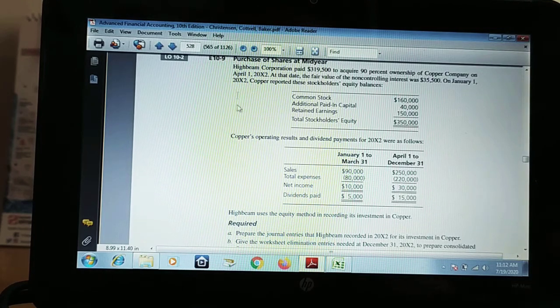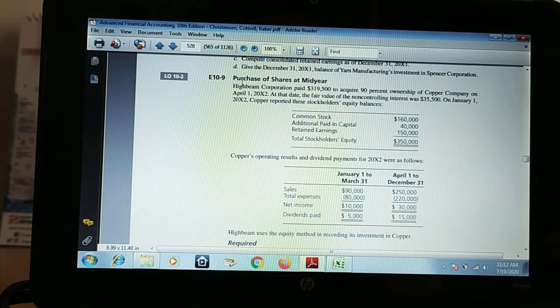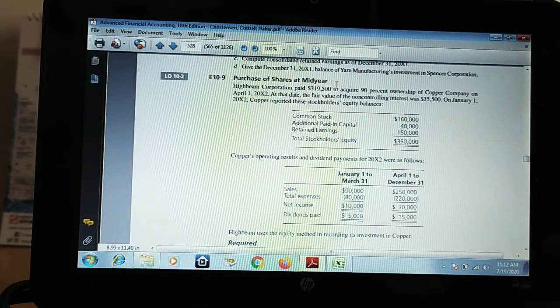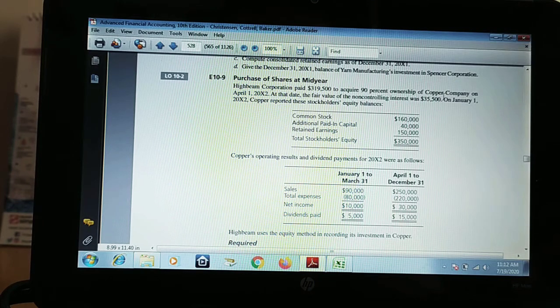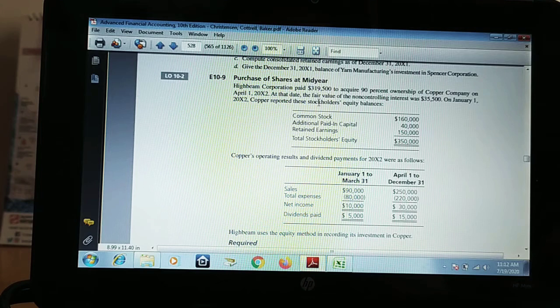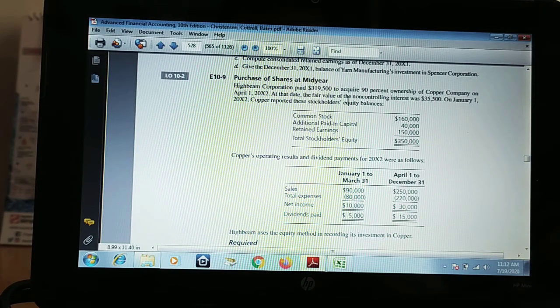Okay, for the first question, which is E10-9, purchase of shares at mid-year. Hybeam Corporation paid $319,500 to acquire 90% ownership of Copper Company on April 1st, 2002. At that day, the fair value of the NCI was $35,500. On January 1st, 2002, Copper reported these stockholders' equity balances.